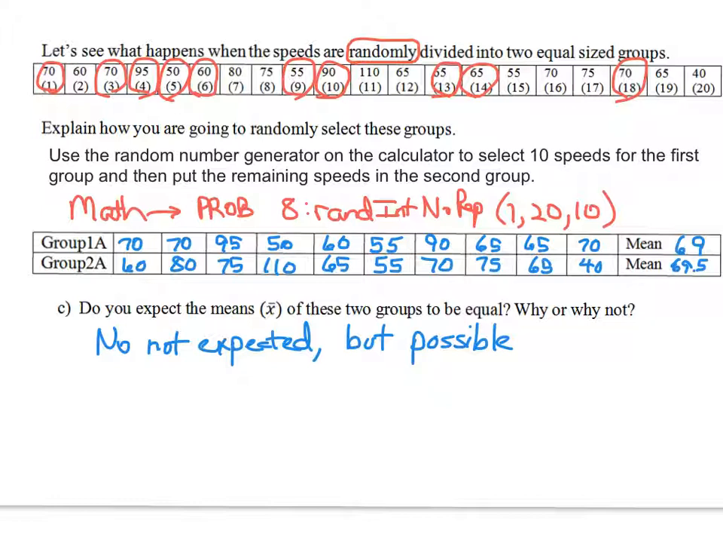So I did the calculations, and I got 69 and 69.5. So the question is, how do these two means compare to each other? And then what about to the mean of the whole group?